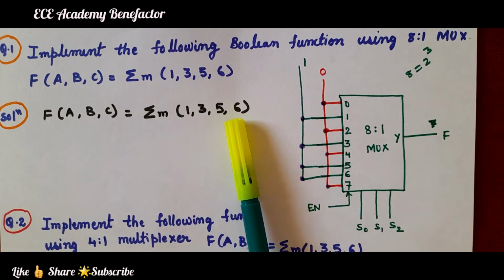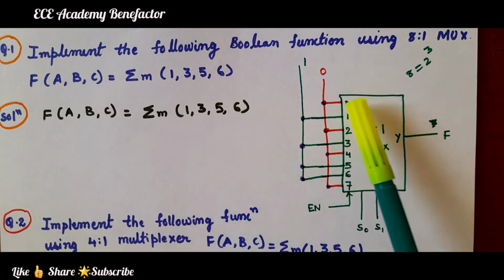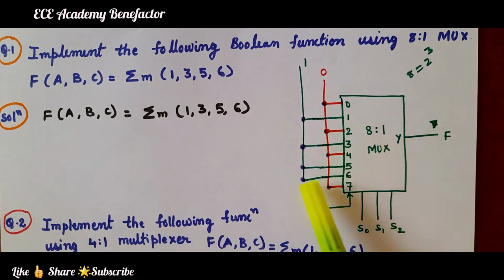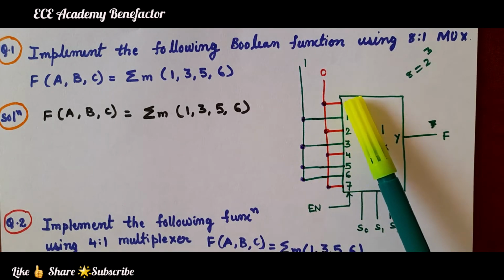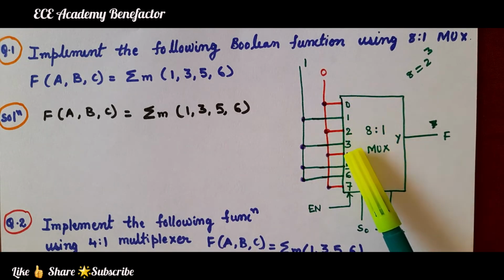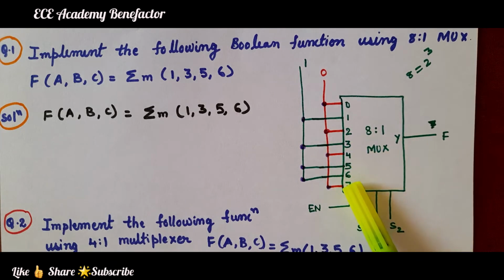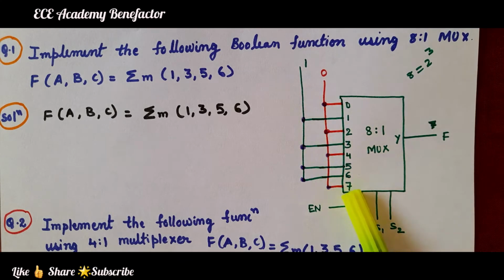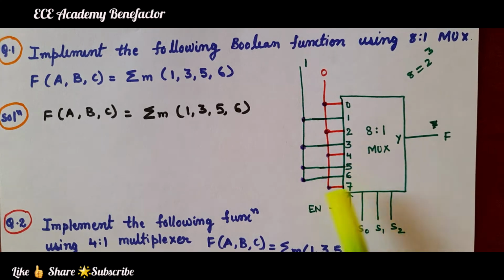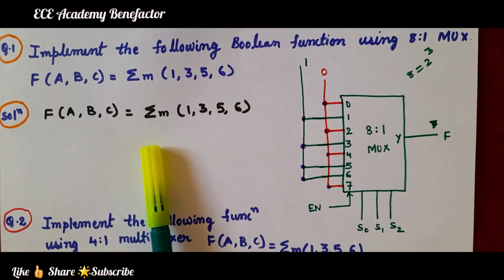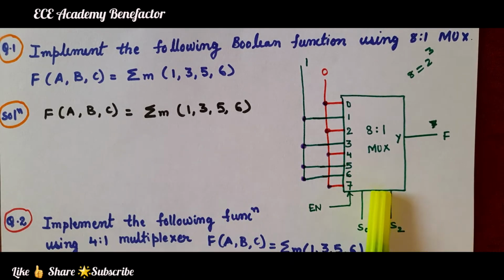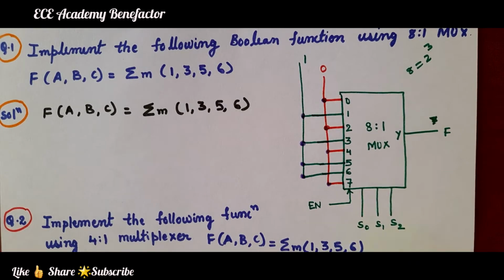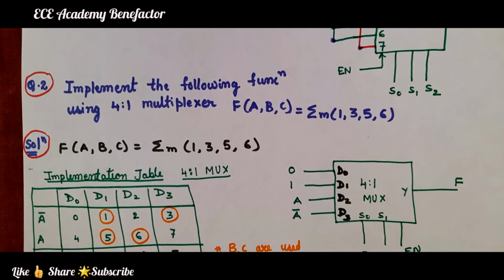And the leftover numbers from 0 to 7 now. So, 1, 3, 5, 6 you have connected to 1. The leftover numbers like 0, 2, 4, 7 are connected to 0, that is connected to the red line. Okay. So, 8:1 MUX is implemented. Input select lines are S0, S1, S2. Let us now see the next problem.